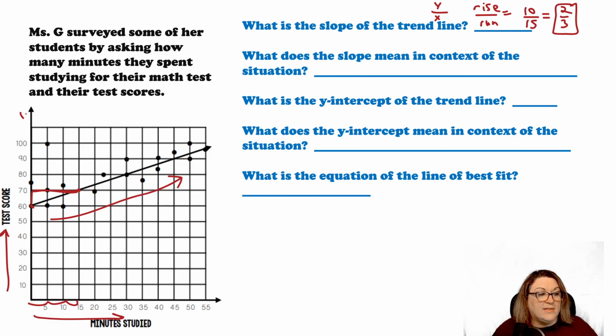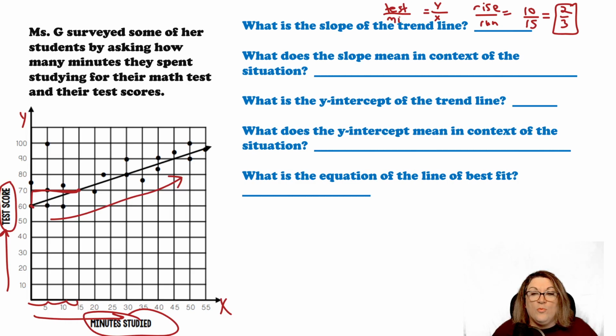This y-axis here is talking about test scores, right? So this up here, the y is the test score. I'll just put test. Okay. And then the x is talking about the minutes that are studied, right? This is our x-axis down here on the bottom. And so that's our minutes.